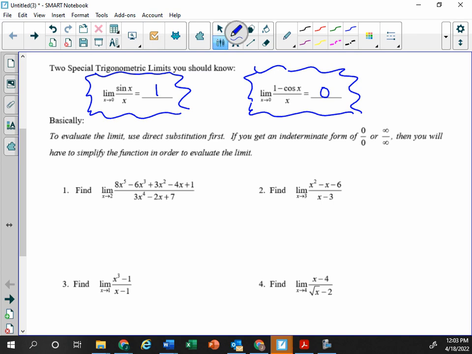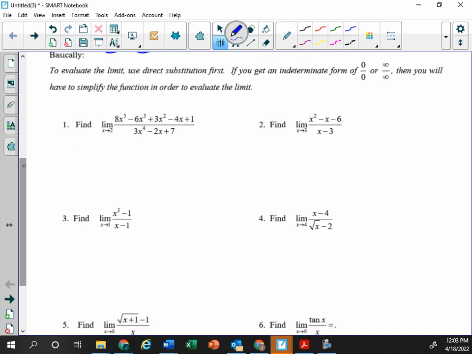All right, so we're going to try to do some of these now. The first thing you should always do is plug it in. That's what direct substitution is. Plug it in. If you get an answer, great. You don't have to do other stuff. Like looking at number 1, does anybody want to try to factor that? No, I don't either. But you don't have to. You can just plug it in.